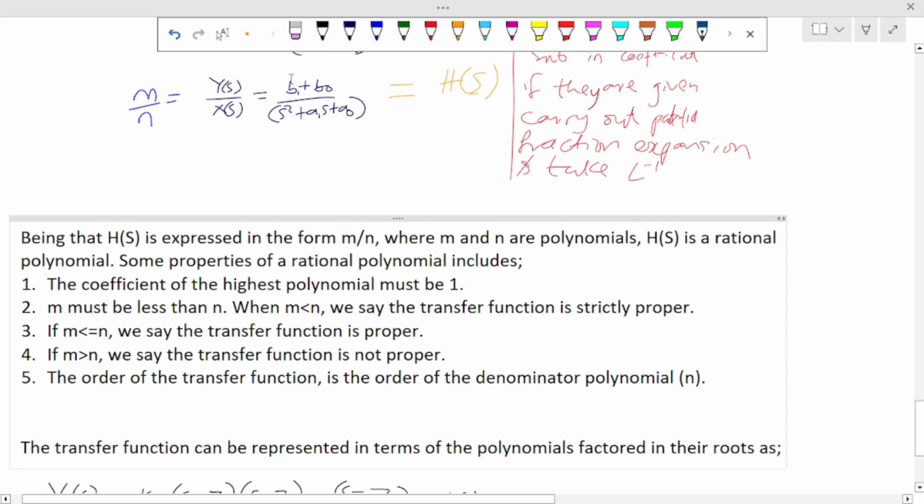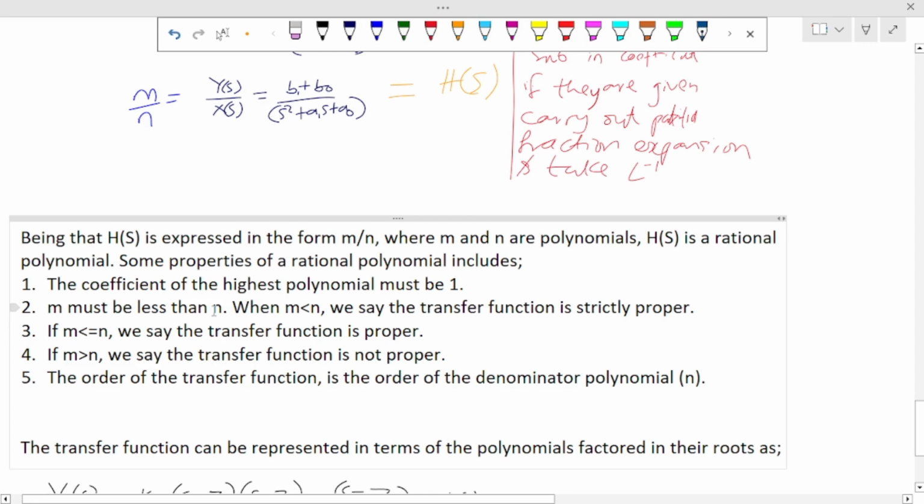The highest power here is 1. In fact, there's no s here. All this is a constant, there's no variable here. So here we have a variable, and here we have a variable. The coefficient of this variable is a. Here there is no variable s. Here the coefficient of this variable s is 1, an invisible 1, of course. So that's the first property: the coefficient of the highest polynomial must be 1.